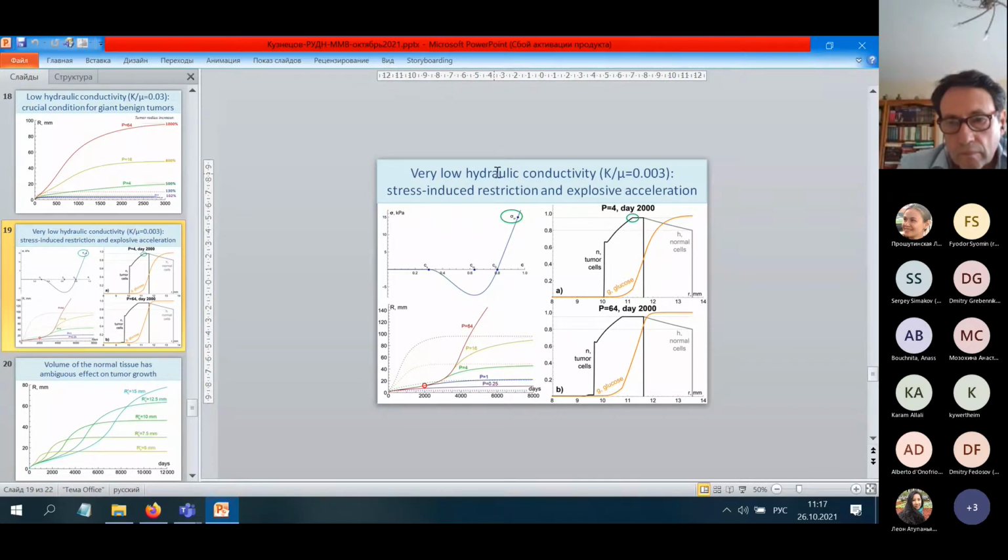However, in this model, only under very low values of hydraulic conductivity, the solid stress cannot equalize at time scales sufficient in comparison with the scale of tumor growth. So they reach this critical value of density, and these cells do not proliferate. Only a very small amount of cells near the tumor rim, where their density is slightly lower than this critical value, which cannot be seen at such magnification.